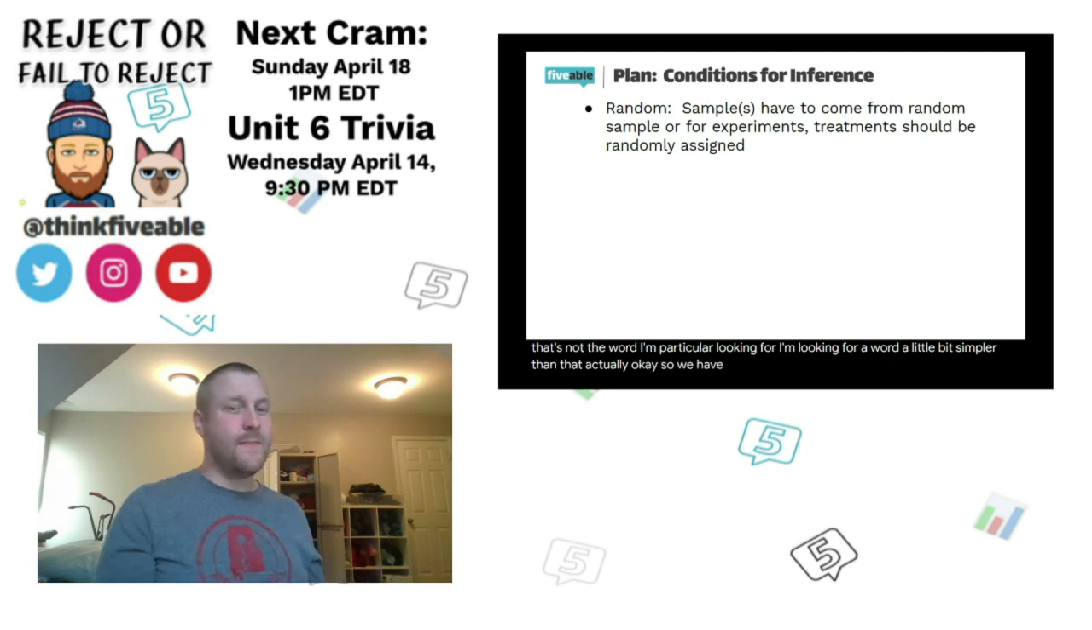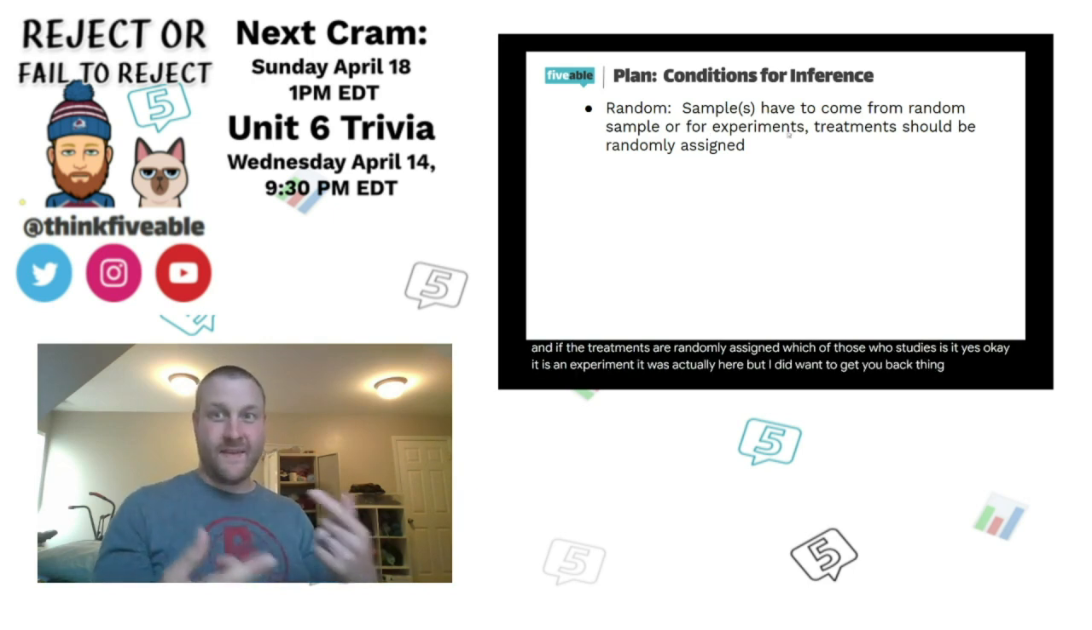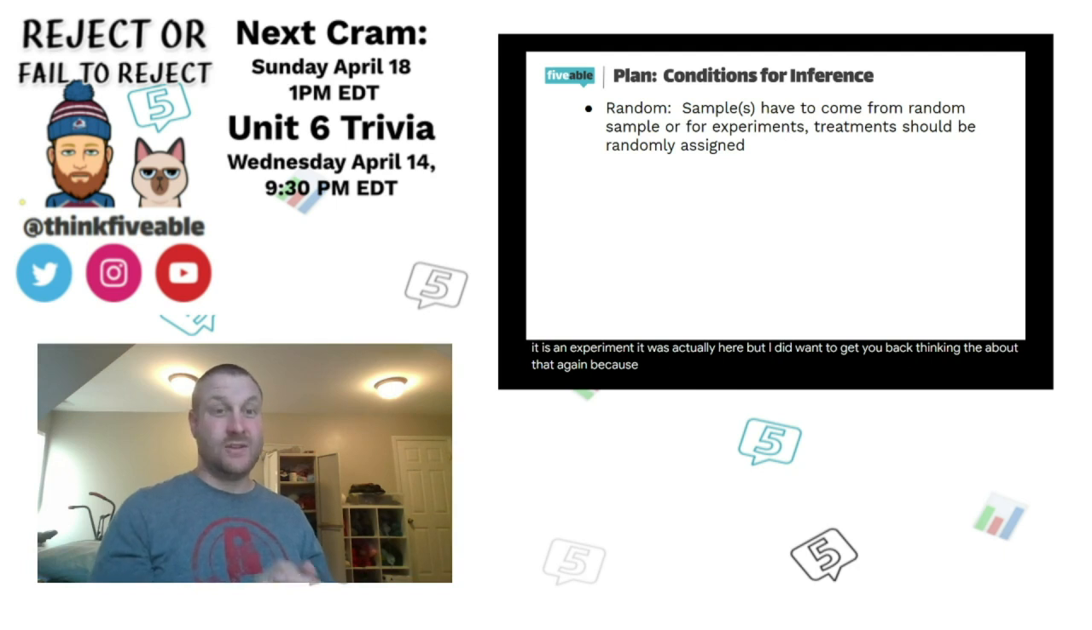Okay, so we have random assignment, but what kind of study does that make it? We have two types of studies we looked at when we looked at Unit 3. And if the treatments are randomly assigned, which of those two studies is it? Yes! Okay, it is an experiment. It was actually here. But I did want to get you back thinking about that again because that's such an important concept. So if treatments are randomly assigned, that means that it is an experiment.